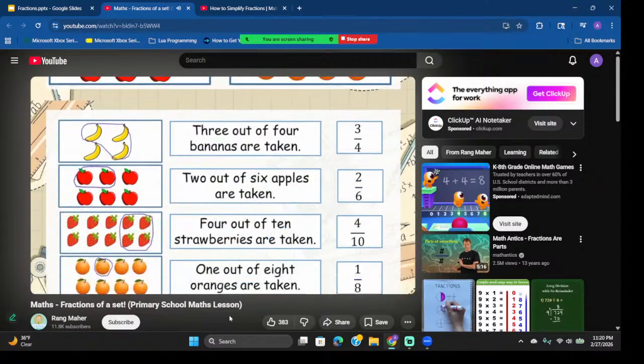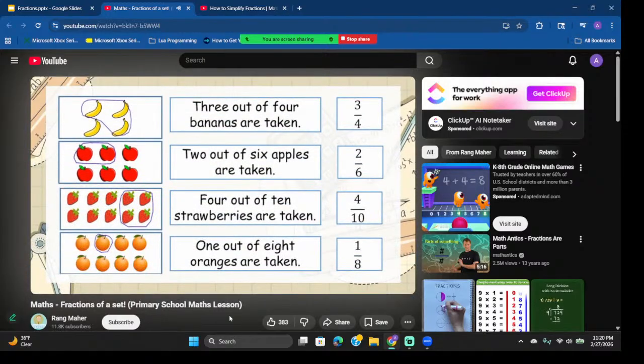Well, remember, to figure out the fraction of the set, we count how many are circled. So for bananas, that's going to be 3 bananas. That's going to be our numerator, our top number. And then we count how many there are in total. For the bananas, there was 4. So our denominator is 4. We have taken 3 out of 4 bananas, which is equal to 3/4 as a fraction.